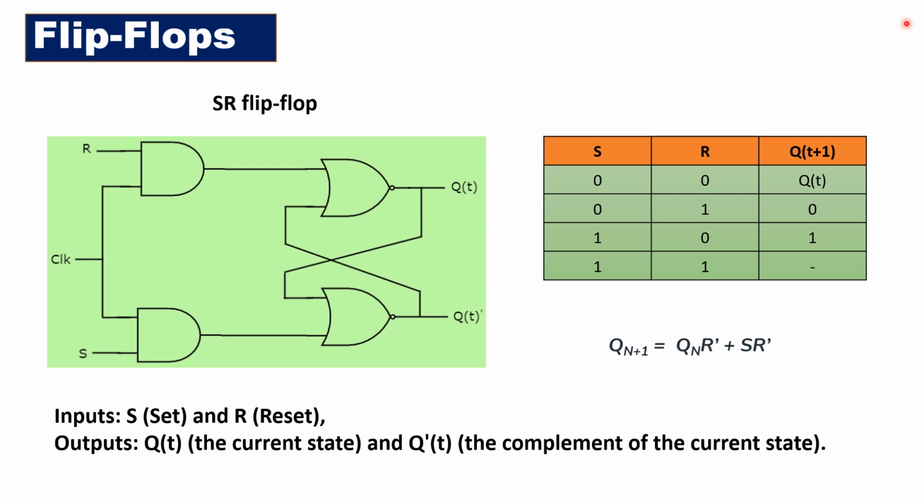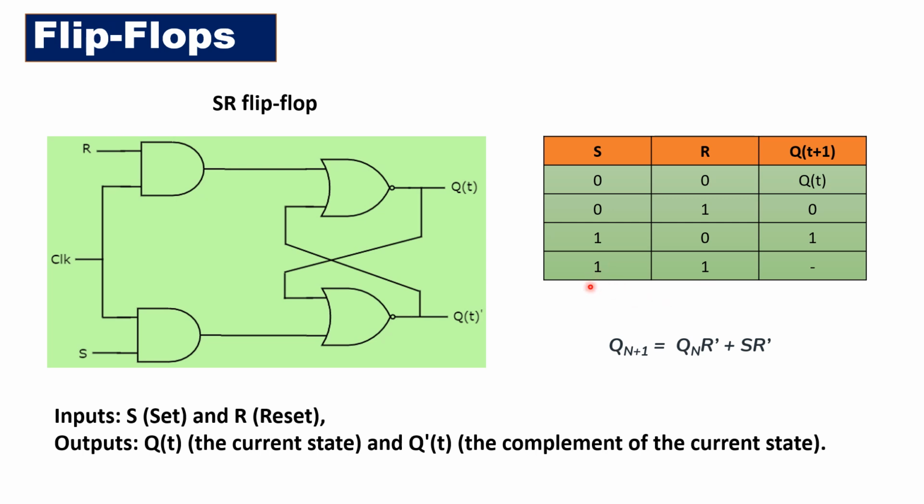The Q and Q dash outputs are fed back into the circuit, maintaining the state until the next clock transition. When a positive clock transition occurs, S is equal to 0, R is equal to 0, the flip-flop holds its current state, that is, Q remains unchanged. When S is equal to 1, R is equal to 0, the flip-flop sets, Q becomes 1. When S is equal to 0, R is equal to 1, the flip-flop resets, Q becomes 0.